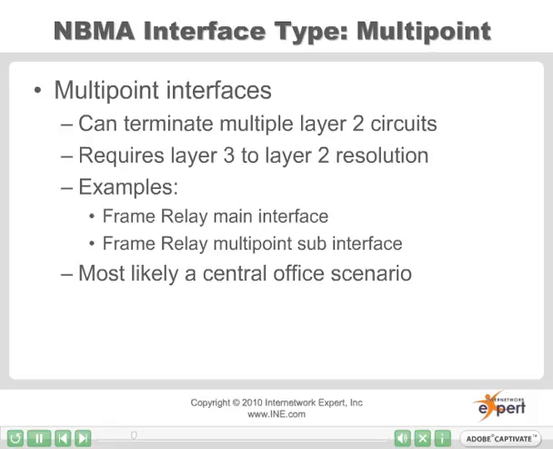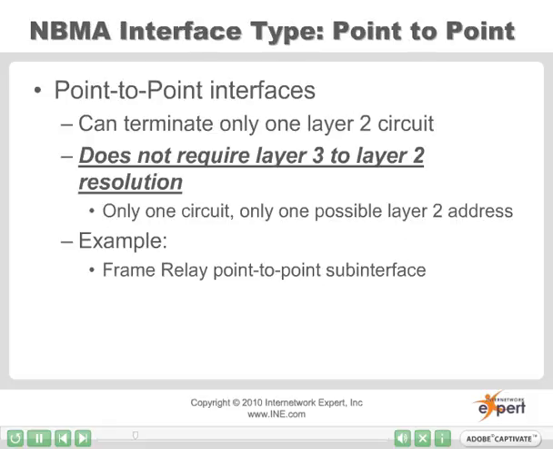We certainly could use inverse ARP, that would work, or we could do static mappings. Both are valid scenarios, and one of those methods is needed. Mappings are needed if we're using a multi-point type interface with Frame Relay. Another option, especially at the spoke where they only have one PVC anyway, is that we could use a point-to-point sub-interface.